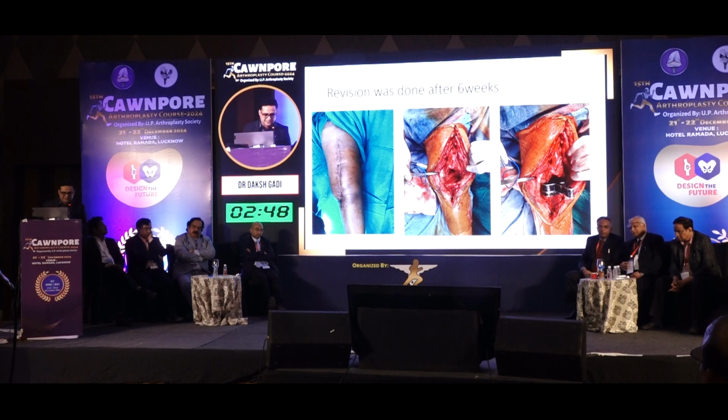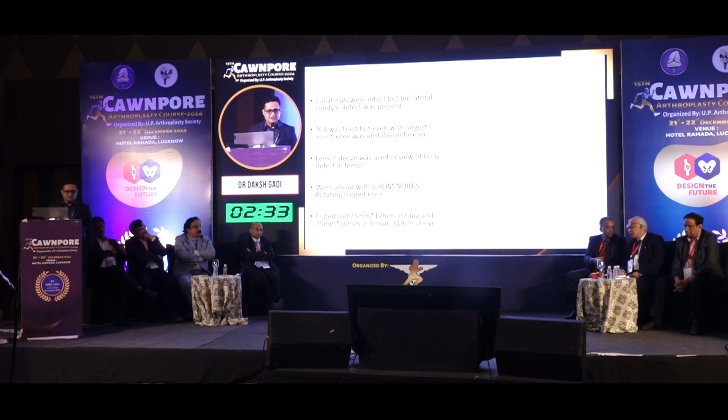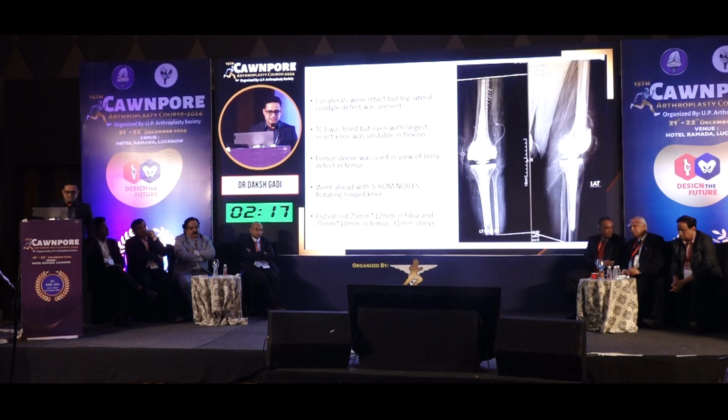In the extension part, there was a good extension gap, but in flexion it was not very stable because there was a bony defect in the lateral condyle, but the collaterals were intact, but a big lateral condyle defect was present. TC3 was tried, but even with a larger insert, the knee was unstable in flexion. It was dislocating after around 50-60 degrees of flexion. So a femur sleeve was used, and a rotating hinge knee was done.